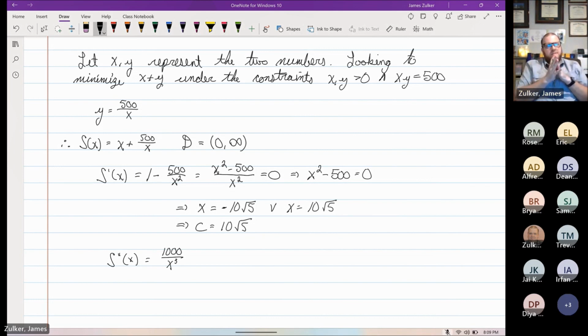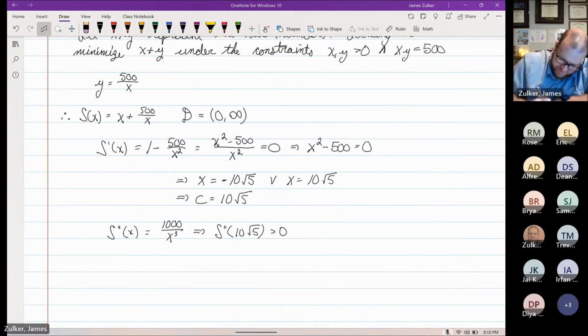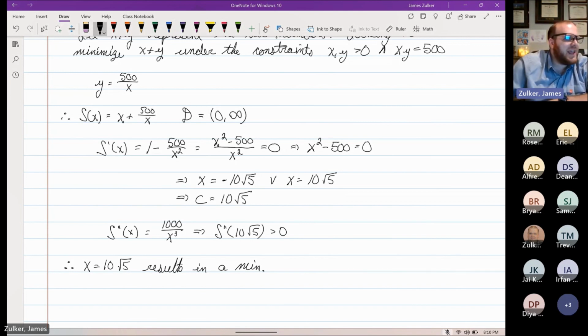Take the second derivative. Evaluate it at our critical point. We're going to get a positive value. Since we have one critical value in the interval, this is an absolute extremum. So this results in a min.